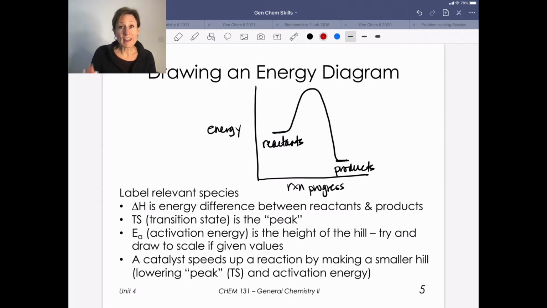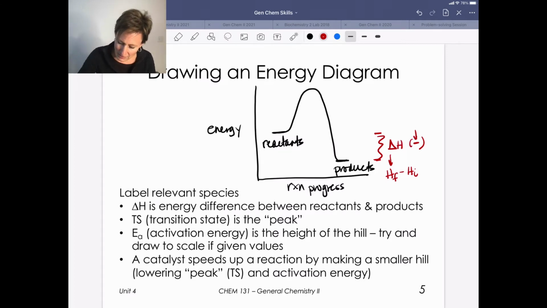Delta H, or that difference in energy, is the difference between reactants and products. So this energy difference here is delta H. In this case, delta H is going to be negative. Remember, anytime we have a delta, it's going to be the energy of our final products minus the energy of our initial reactants. We've got a smaller number subtracting a larger number, so that's why that's negative.